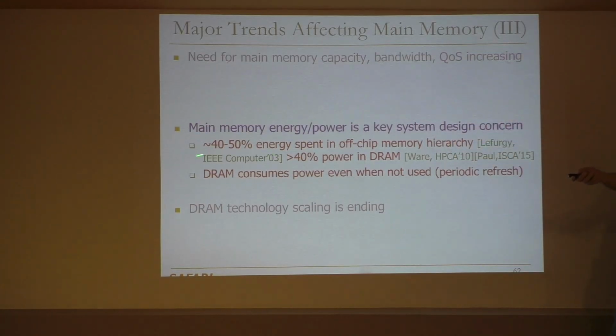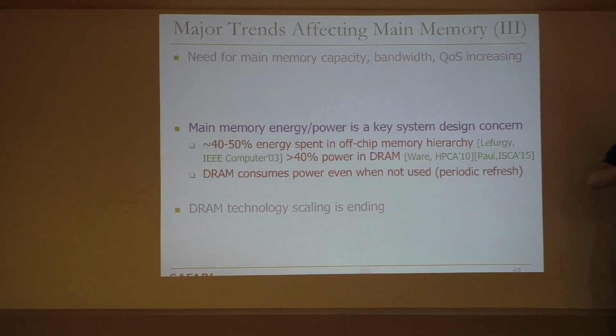This is data from IBM in 2003. Charles Lefurgy and others published a very nice paper also describing the source of energy inefficiency in their big server systems, big iron systems in 2000 or so. And they found out that more than 40% of the entire system energy in the big iron systems is spent on the off-chip memory hierarchy. And at that time, the off-chip memory hierarchy had DRAM, off-chip caches, off-chip interconnect.